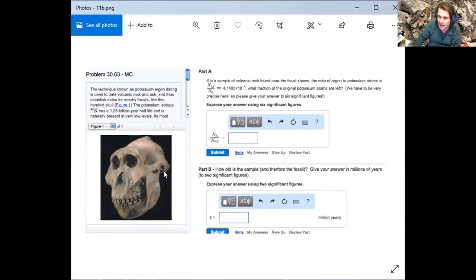This is basically potassium argon. And I thought, right, I'm not going to go into the science. I was going to, but no. So the technique known as potassium argon dating is used to date volcanic rock and ash, and thus establish dates for nearby fossils, like this hominid skull.